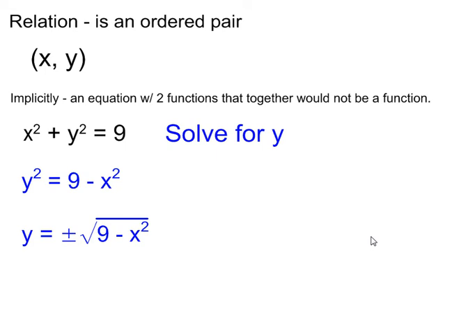y equals the square root of 9 minus x squared, and y equals negative the square root of 9 minus x squared. If you graph both of these equations together, it will be a circle. And as we know, a circle in itself is not a function, but if we separate the circle with a top half and bottom half, they are two separate functions.